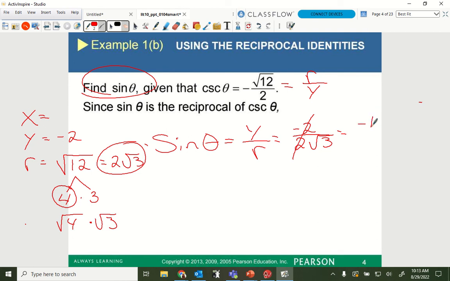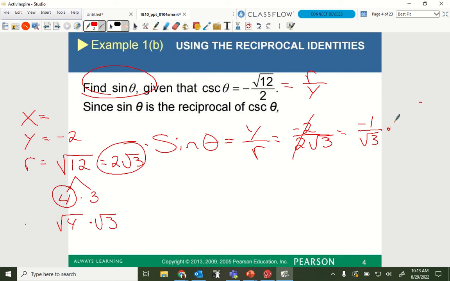So I have a negative 1 on top over square root of 3. I cannot have a square root on the bottom. So we're going to multiply. What is that process called? Rationalizing. We are going to rationalize this problem.